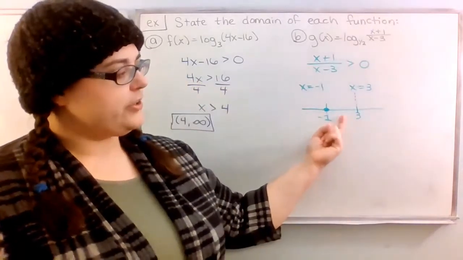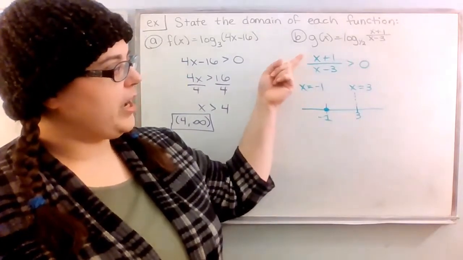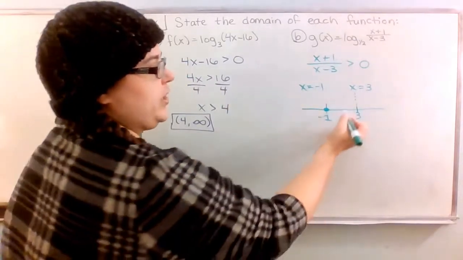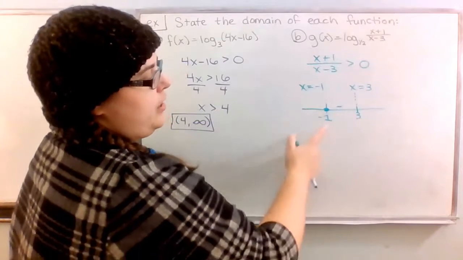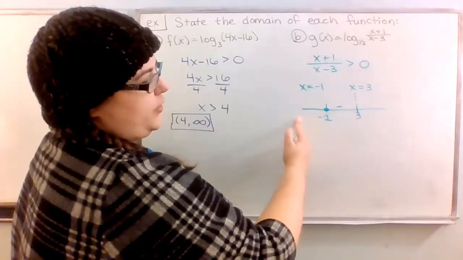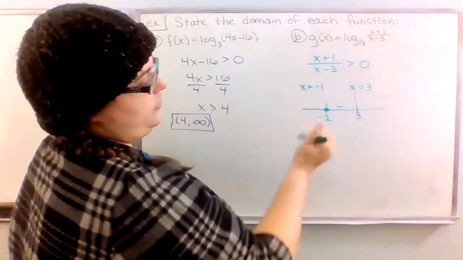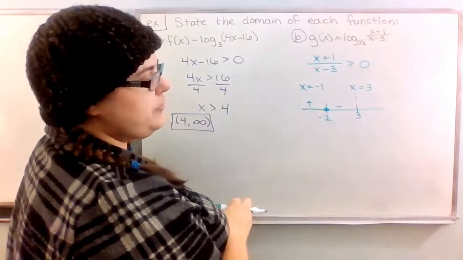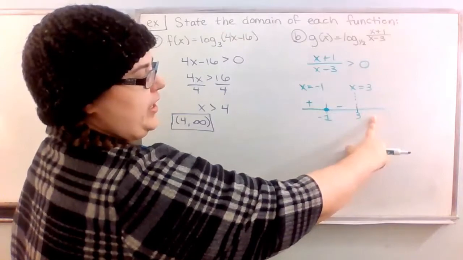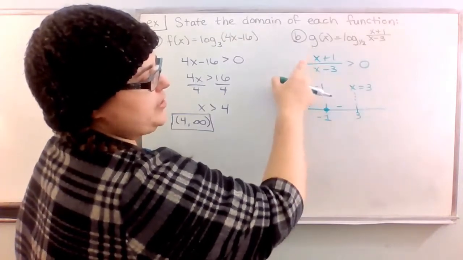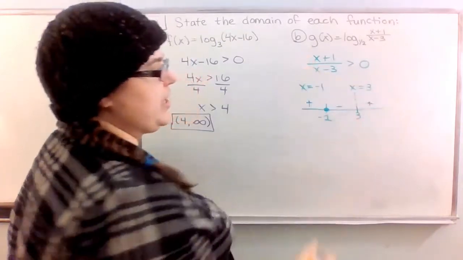Then we pick numbers and we substitute them in to see whether we have positives or negatives. So if I pick 0 here and throw that in, I get a positive over a negative. So that will be negative. Now I need to pick something less than -1. So let's say -2. That will give me a negative over a negative, which is positive. And if I pick something like 5, that'll give me positive over positive, which is positive.